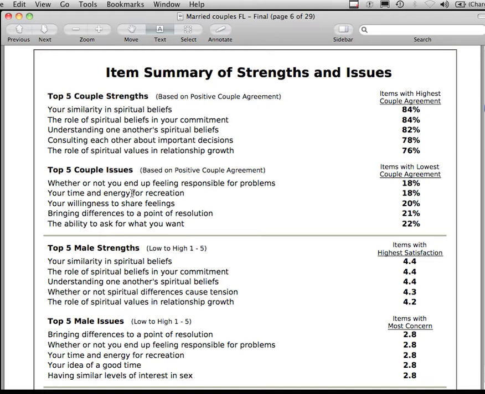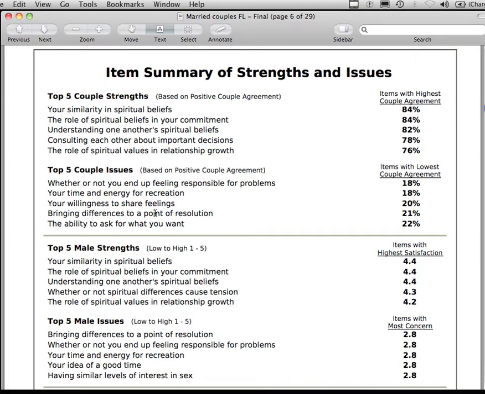Here's a leisure activity item, the time and energy for recreation. Only 18% of the couples feel good about that. Here's a communication item, your willingness to share feelings. Only 20% of couples felt good about that. So in 80% of the couples, one or both partners said, I wish my partner did a better job of sharing their feelings, of talking about what's really going on.